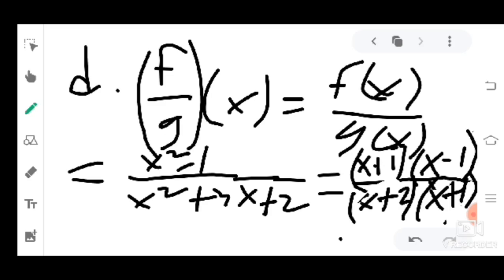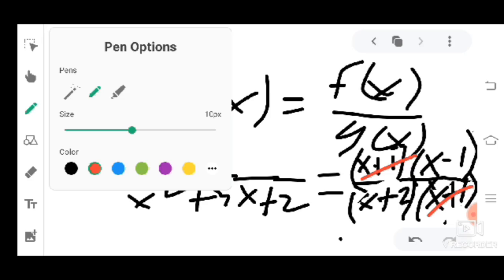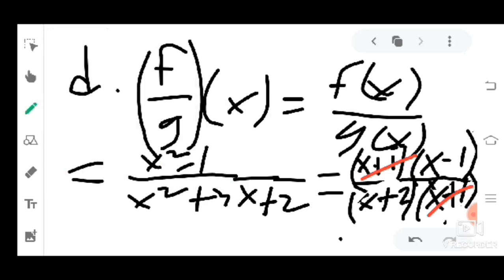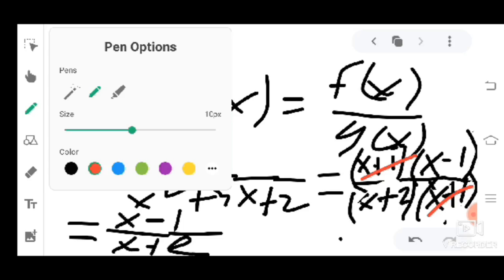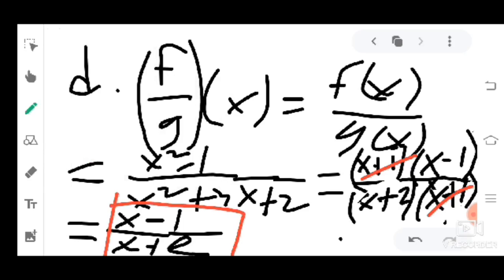Obviously x plus 1 divided by x plus 1 is equal to 1. So what we have is the final answer, x minus 1 all over x plus 2. Okay, so the final answer is x minus 1 all over x plus 2.